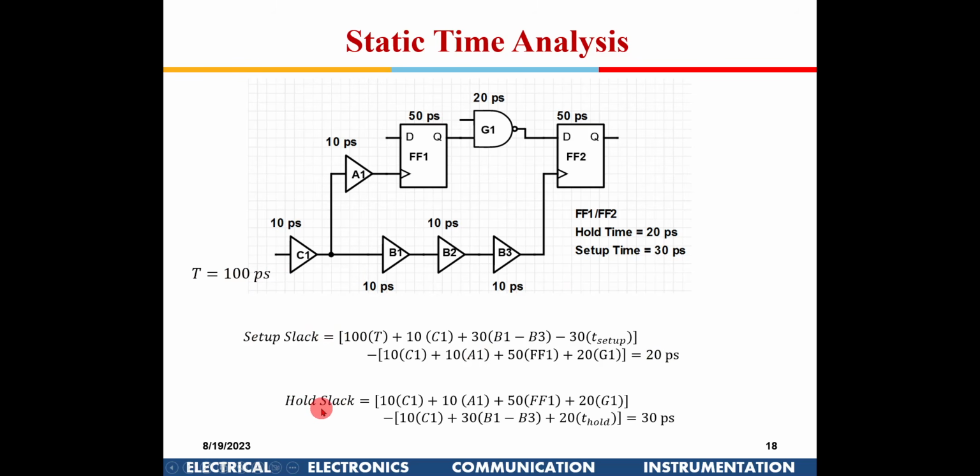Now let's do a hold slack analysis. Like I said, in the hold slack, a single clock is given here. By the time the clock is coming here, the data should not change here, right? So now how is the clock traveling? 10 plus 3 into 10, 3 into 10 out here, hold slack, plus the hold time is 30, correct? So here it is 10 plus 3, right?